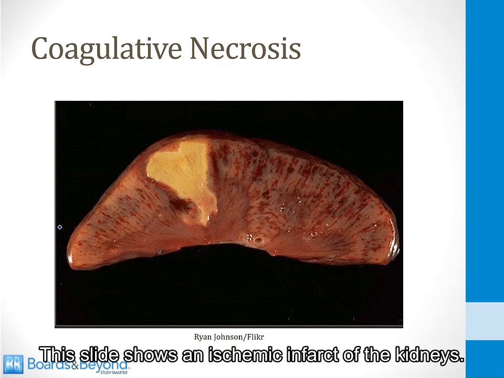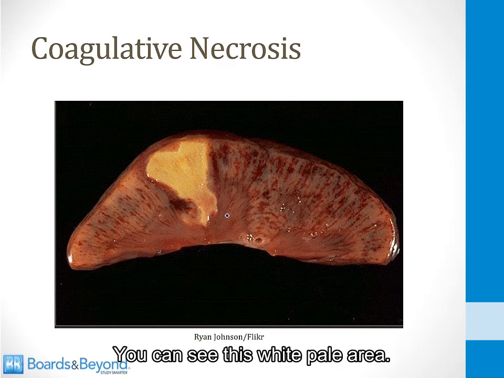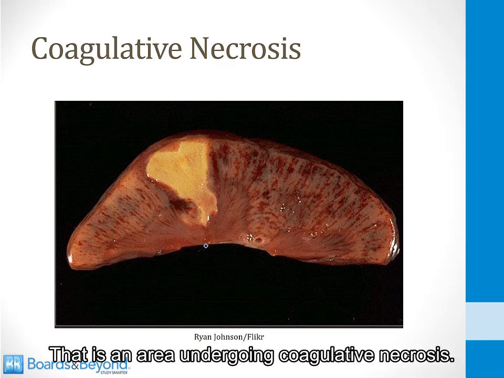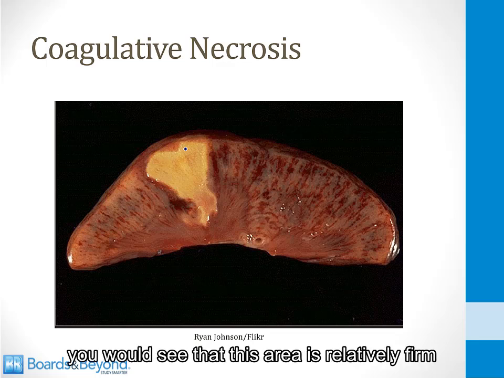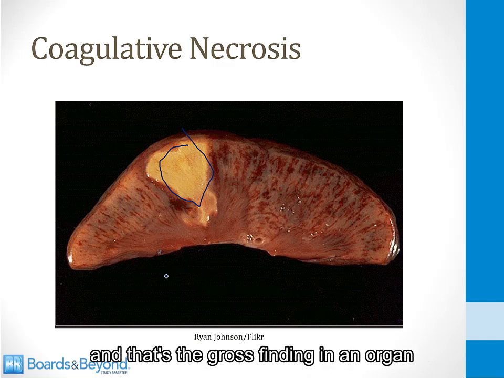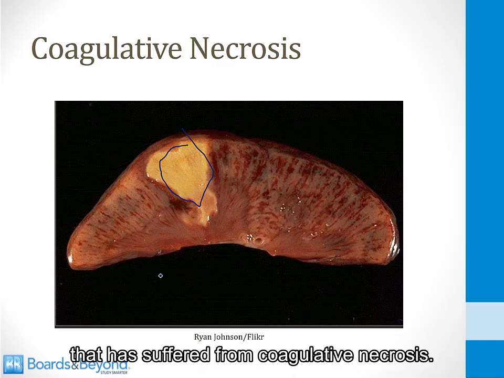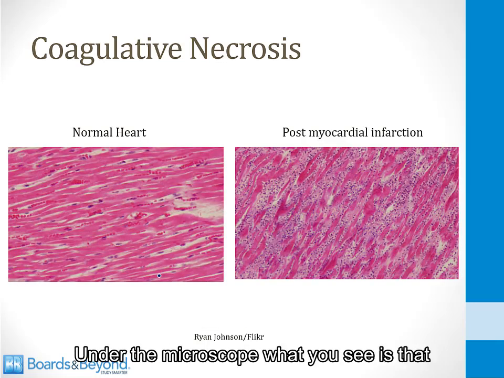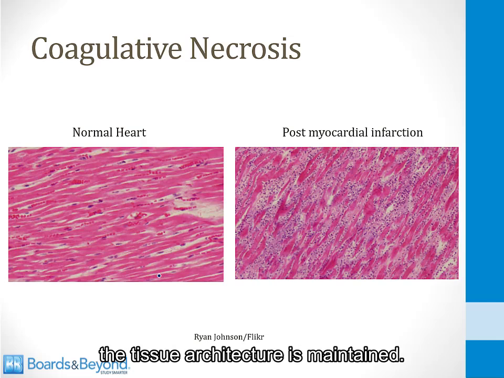This slide shows an ischemic infarct of the kidneys. You can see this white pale area. That is an area undergoing coagulative necrosis. If you could touch this kidney, you would see that this area is relatively firm compared to the rest of the organ. And that's the gross finding in an organ that has suffered from coagulative necrosis. Under the microscope, what you see is that the tissue architecture is maintained.